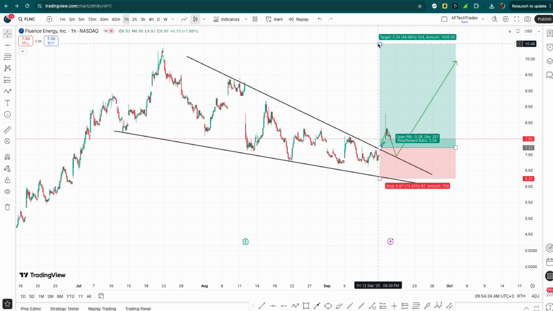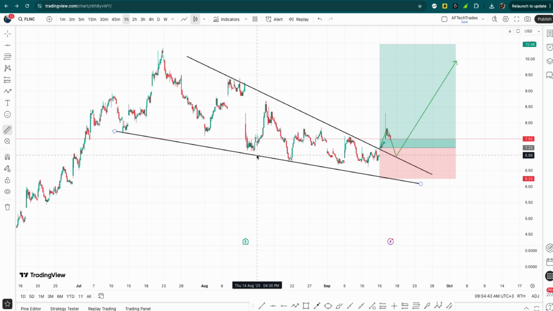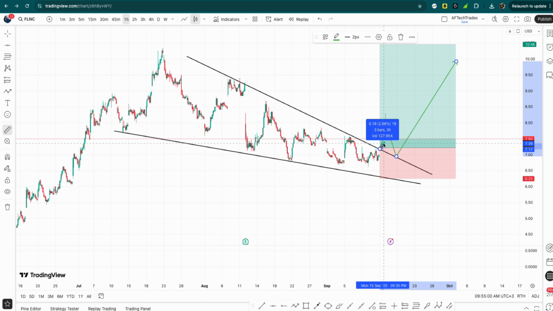Another way to set your TP is for you to measure. You get your ruler. You measure just from this middle. You measure the middle. We got 2.06. You get your ruler again. You measure from this breakout. From that breakout, you measure that. 2.6. Is it 2.6? We got 2.6, right?